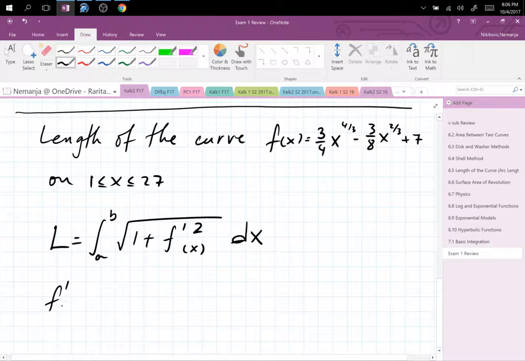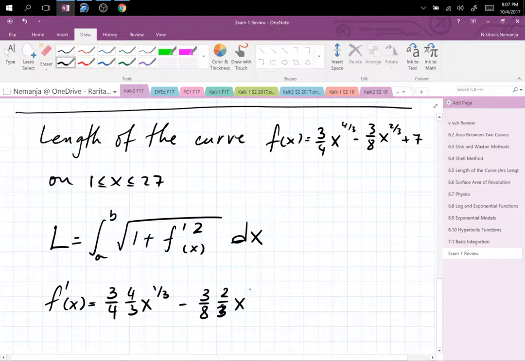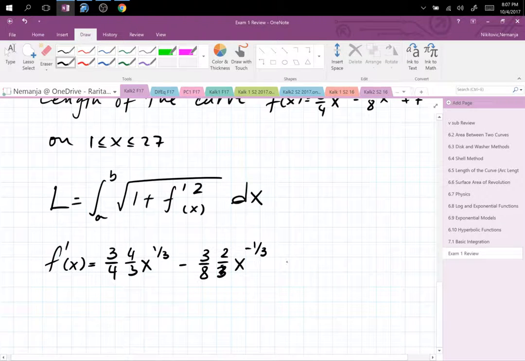We first have to find the derivative of the function, so copy the constant, and then we have 4/3 x to the 1/3 minus 3/8 times 2/3 x to the negative 1/3, and then the derivative of plus 7 is just 0. And this will all cancel. We have x to the 1/3 over here. Stuff cancels. We get minus 1/4, and then x to the 1/3 in the denominator.